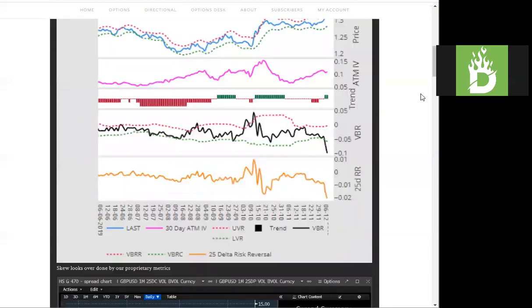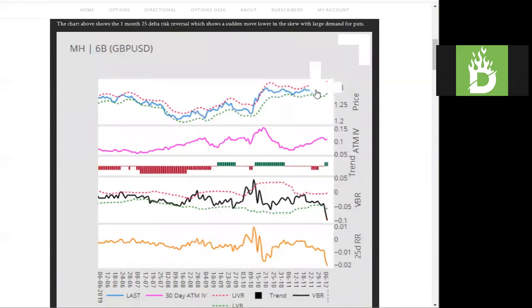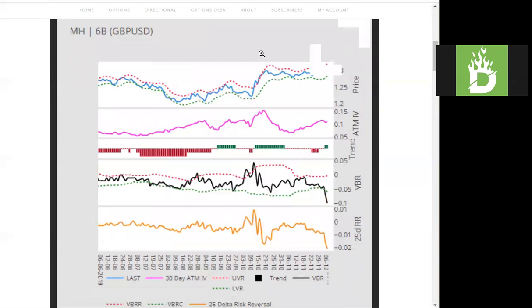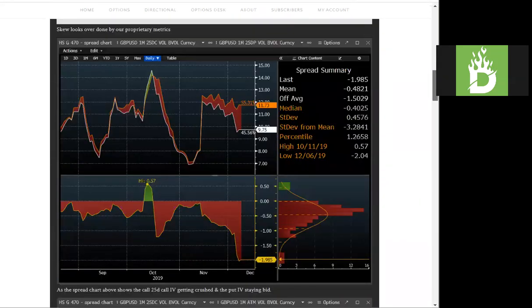Obviously, those that remember: this is a slight update on our models from what you saw earlier. Very similar though: price, IV, trend, the value-based risk reversal, i.e. the whole skew, and then the 25 deltas. What you can see here is they are basically at the floor. You're seeing people overpay for short-term downside, essentially, and you can see that here.